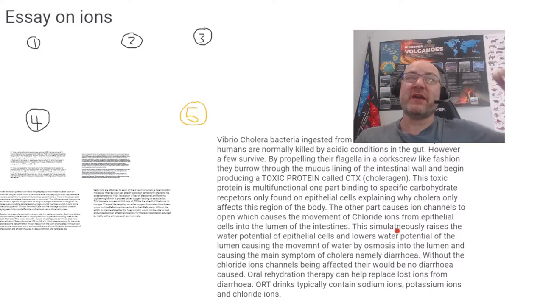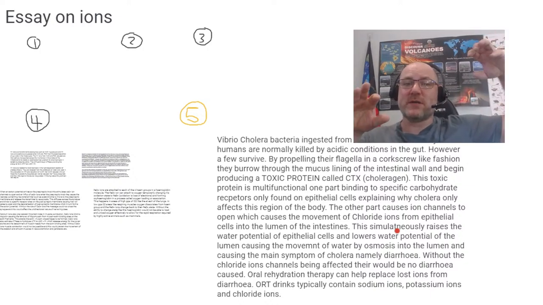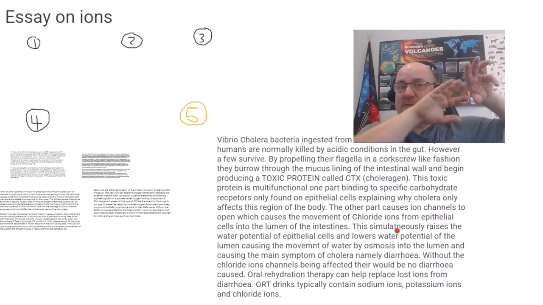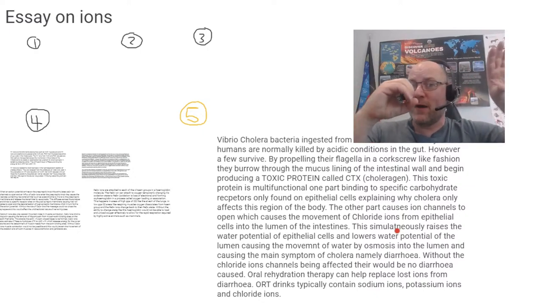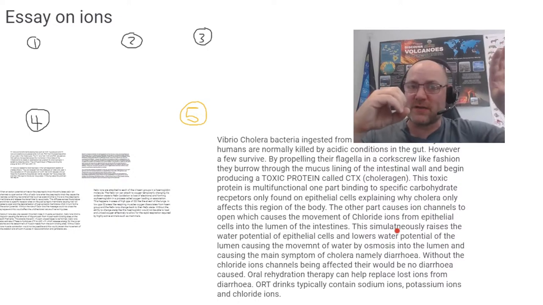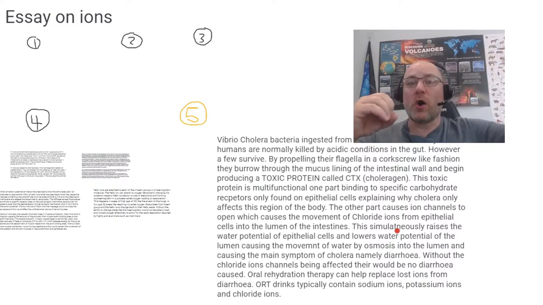And it's going to increase the water potential of the epithelial cells. So now the epithelial cells have lost their chloride ions. They've become a high water potential, and the lumen of your intestines has become low water potential. What's going to happen? Osmosis.